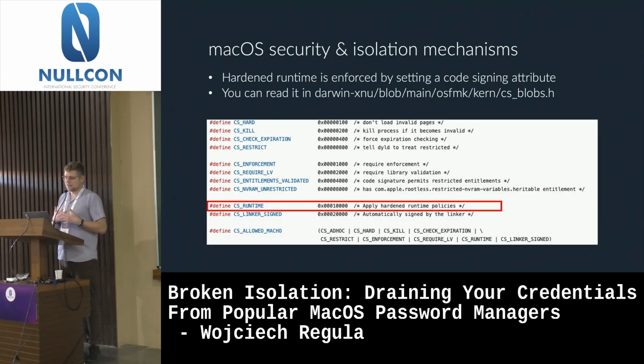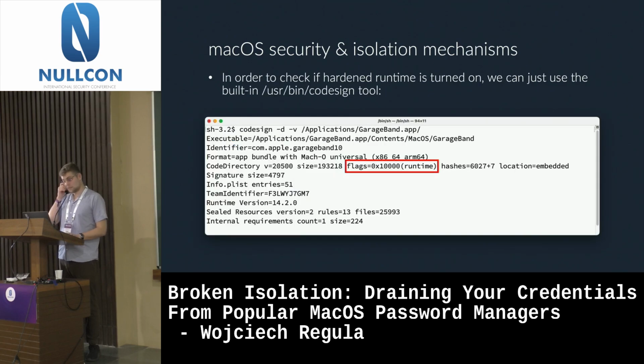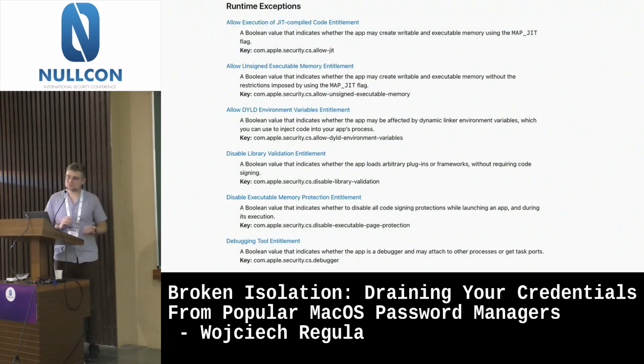So how is the hardened runtime enforced? Unfortunately for us, it's enforced by setting a code signing attribute. It's in the code signing section, so we should not be able to modify that because we'll break the signature if we modify that bit. And if you want to see if an application has hardened runtime or not, we can use the codesign tool. It's that simple. However, our research is not stopped by the fact that hardened runtime should be enforced, because there is something called runtime exceptions, which is really nice to us as researchers.